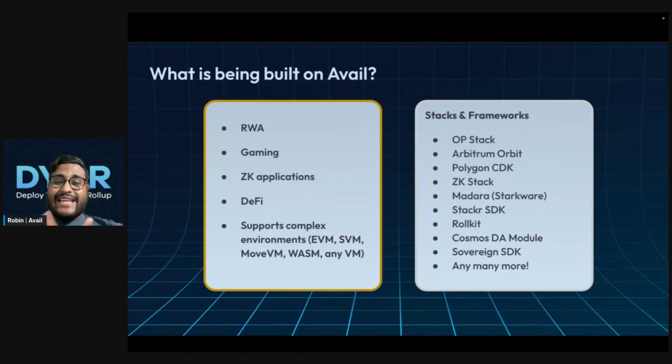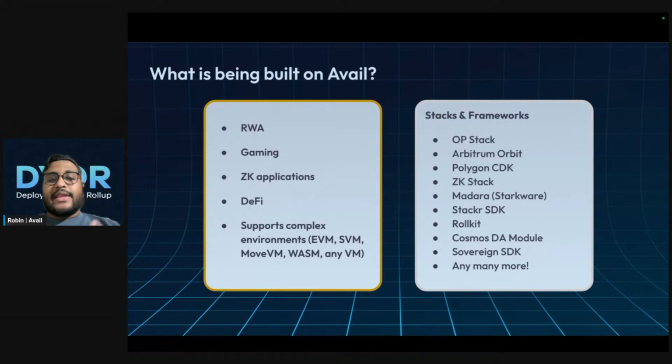If you're building a ZK application, this would mean you can maybe just create a proof of whatever execution you're doing, and then you can send the proof of that to Avail, maybe even the inputs, so that maybe someone else can verify it and all of that, right? So what can be built? You can build anything, like real world assets, gaming applications, ZK applications, DeFi applications.